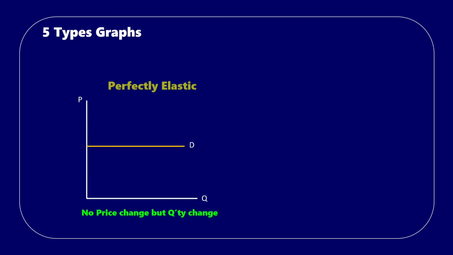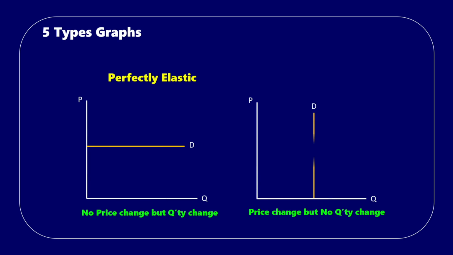Now let's finish off the 5 graphs with the 2 extreme cases. First is perfectly elastic demand. And this one is easy because the demand curve is horizontal. This tells us that consumers are extremely price sensitive. At one specific price, buyers are willing to purchase any quantity. But the moment the price changes just a little, quantity demanded drops to 0.